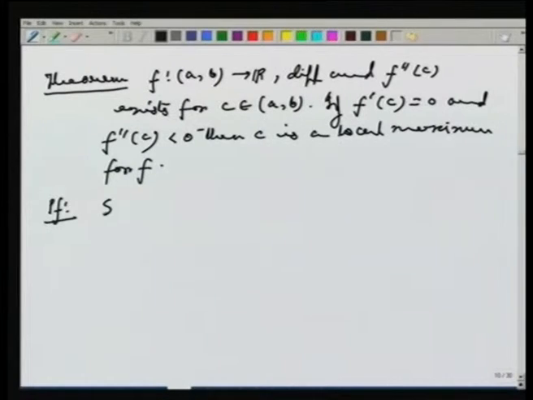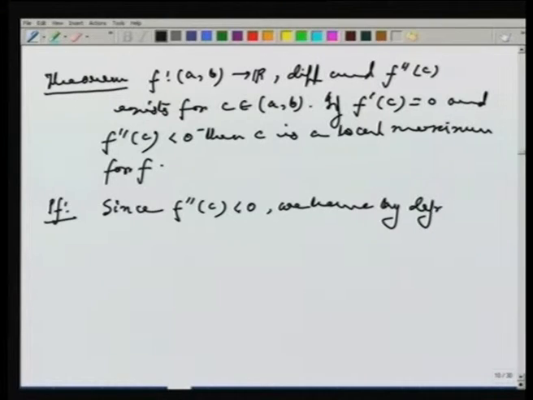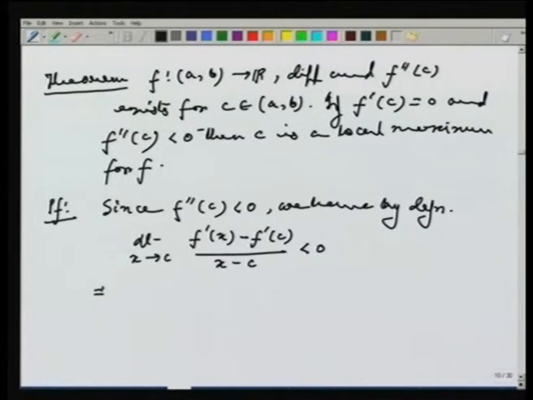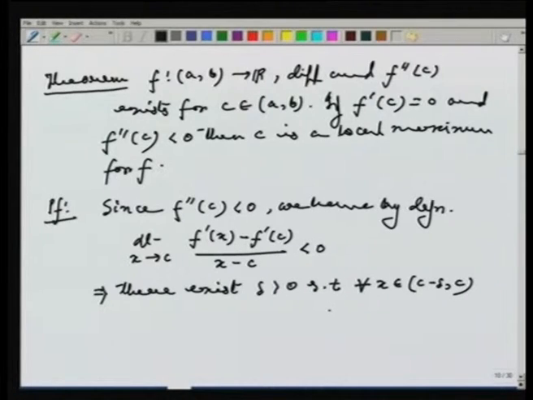Well, now since f double prime c is strictly less than 0, we have by definition limit x going to c of f prime x minus f prime c divided by x minus c to be less than 0. This is the definition. This implies there exists delta bigger than 0 such that for all x in c minus delta c union c c plus delta, we have that f prime x minus f prime c divided by x minus c is less than 0.